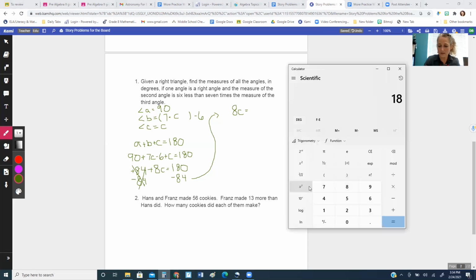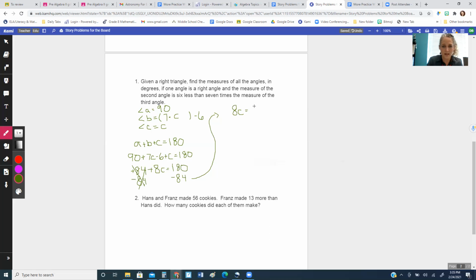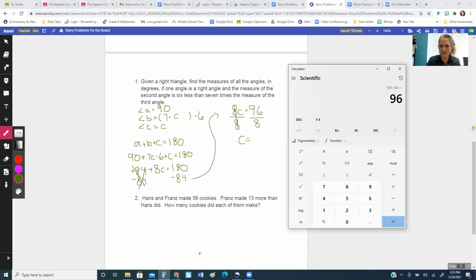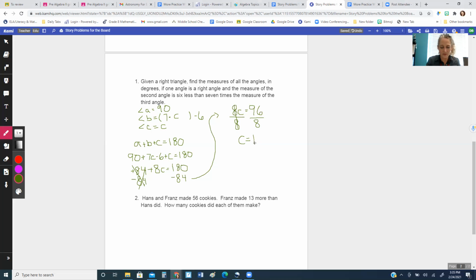I'm just gonna do this on a calculator. I don't even care. I could do it in my head. 96. 8c equals 96. So if 8c equals 96, this is 8 times c. The numbers are multiplied. Opposite of multiplication is division. We're going to divide by 8. Divide by 8. Those two go away, and we get c equals, let's see, 96 divided by 8 is 12. C is 12 degrees.